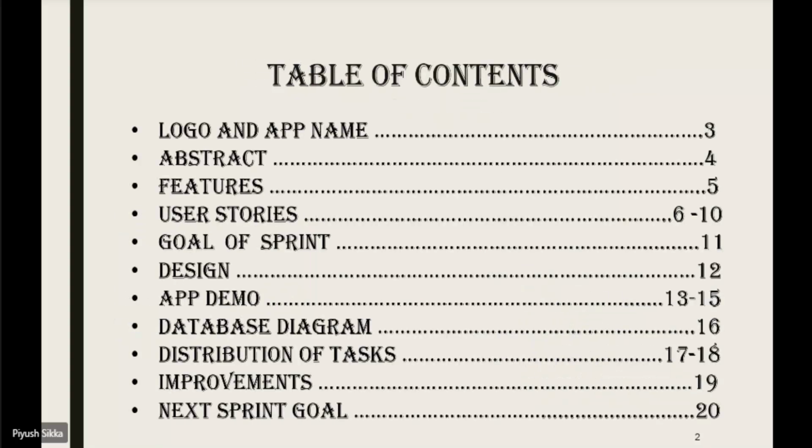These are the table of contents. We will discuss the logo of the app name, why we created this app and the features, the user stories, goal of sprint design, app demo and database diagram, distribution of tasks, improvements, and the next sprint goal.